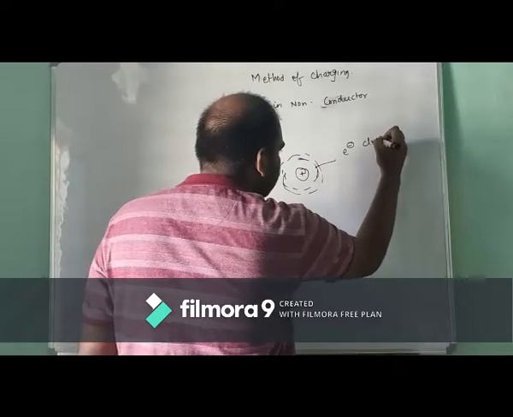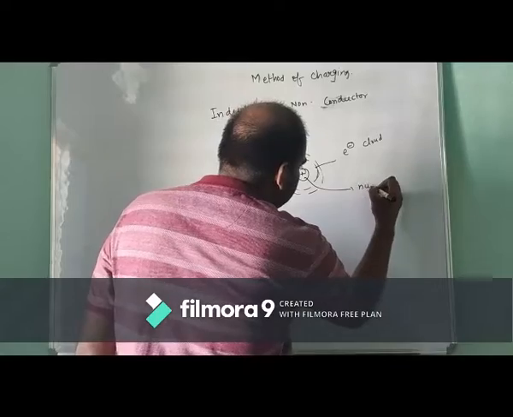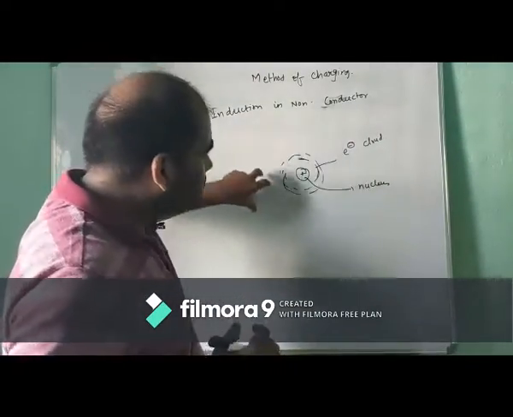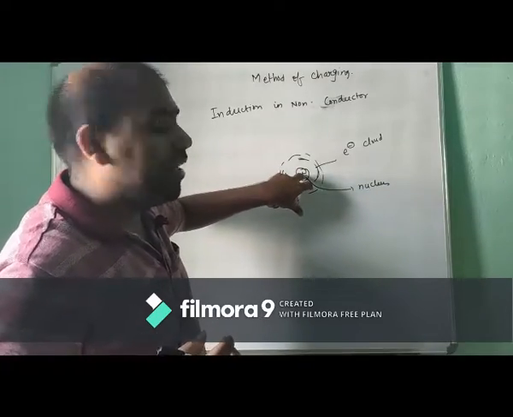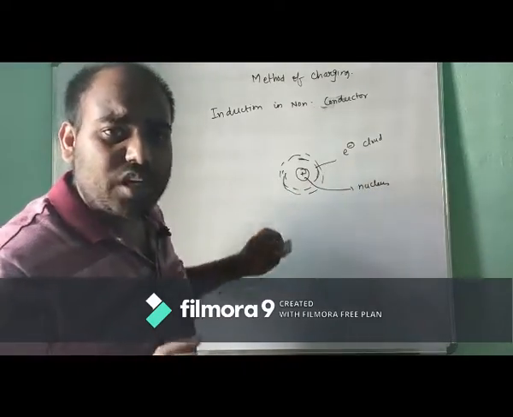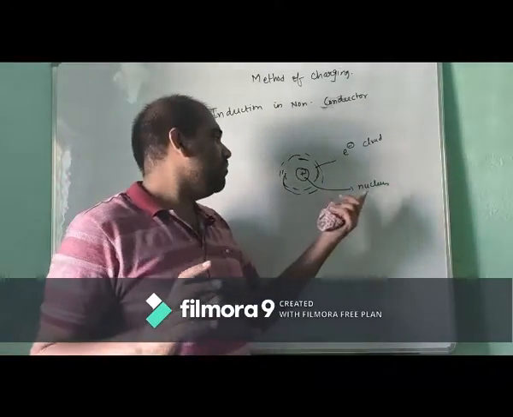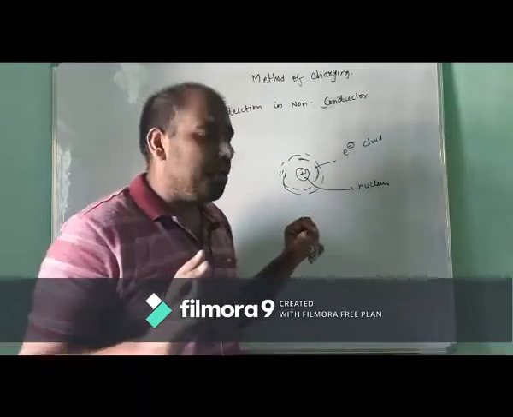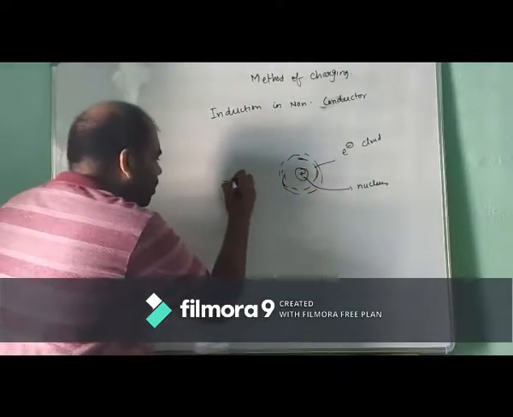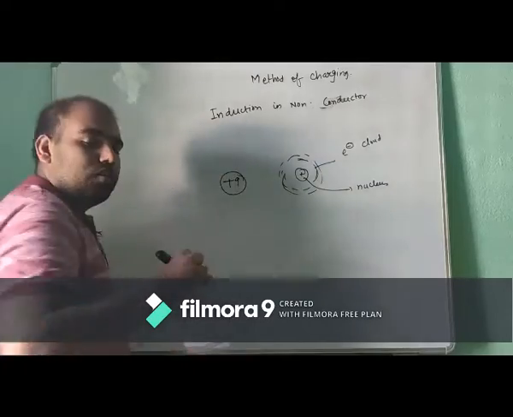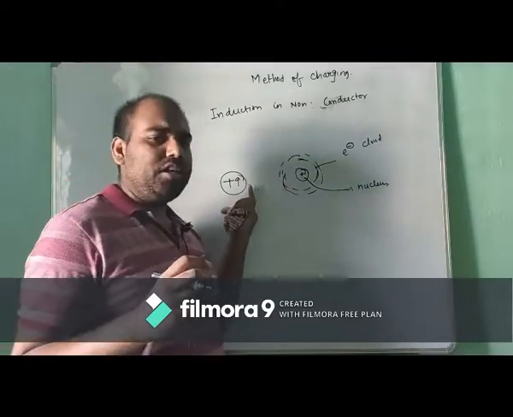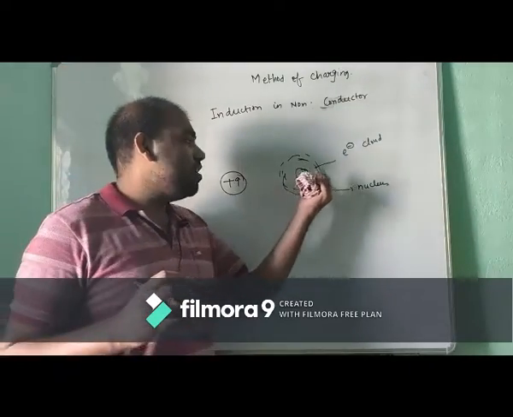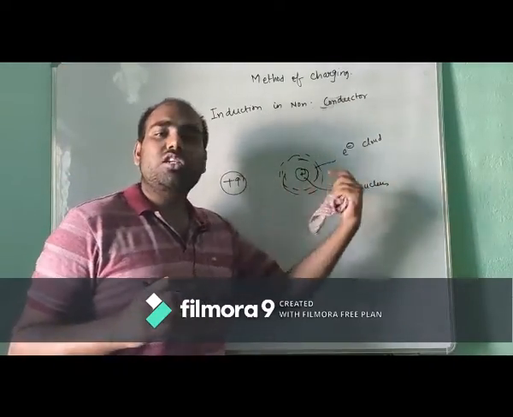And this is your nucleus. This electron cloud is arranged around the nucleus uniformly. Okay, in the neutral atom, this electron cloud will be arranged around the nucleus uniformly. But what happens when we take a positive charge near this atom? This positive charge will repel the nucleus and attract the electron cloud.